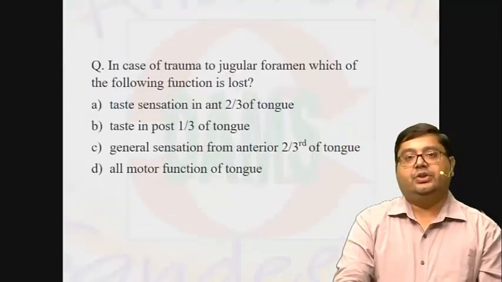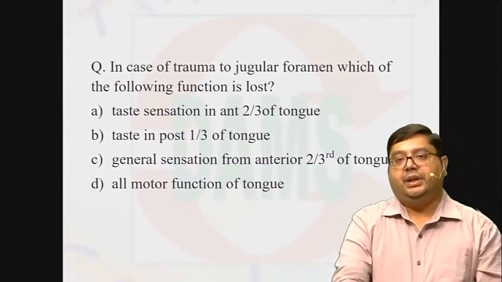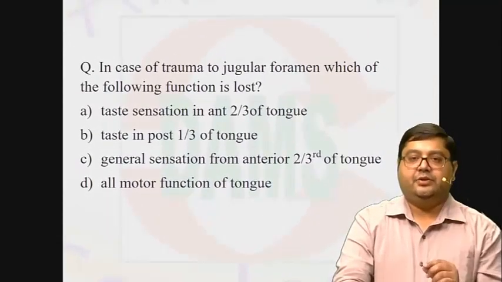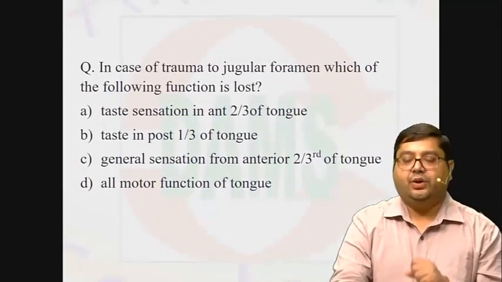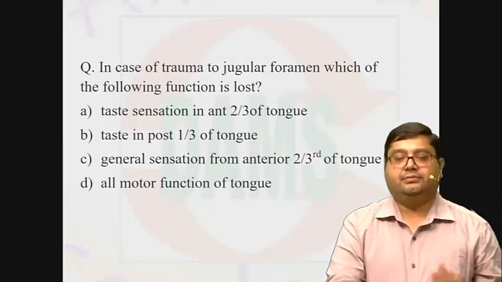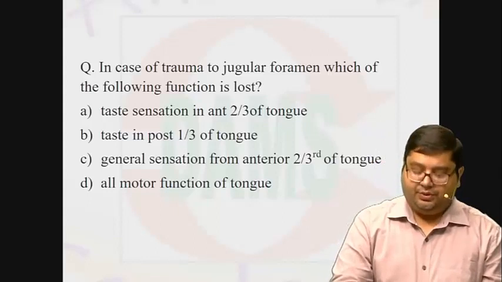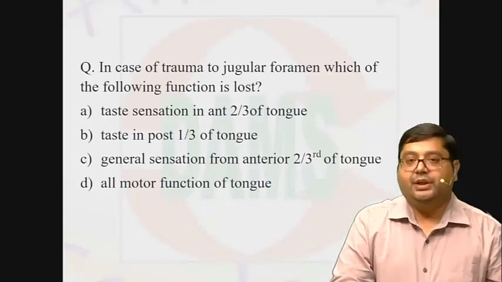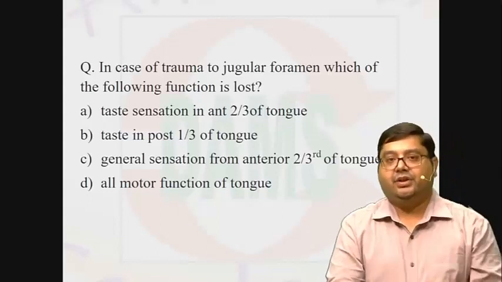Next question is jugular foramen, right? In the beginning of the head and neck chapter, I take this topic first, foramina of the skull, and I always tell you that in all the exams you will get one question. So again, you see the trend is continuing. We know that the jugular foramen is where the 9th, 10th and 11th nerves pass.